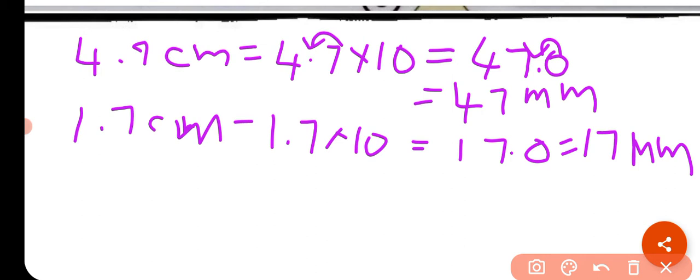In the previous classes I told you after this decimal this 0 is valueless.